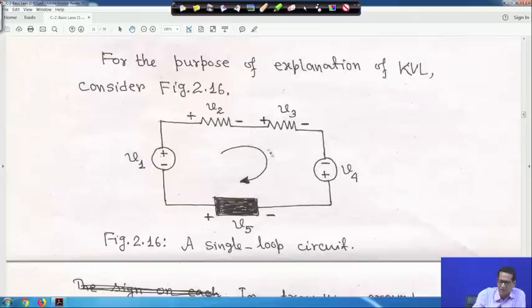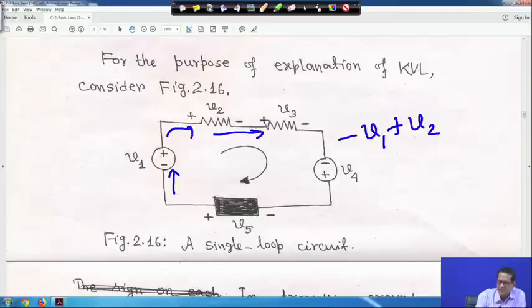As you move clockwise, you see which terminal you encounter first. First you encounter the negative sign, so it should be minus V1. Then encountering the plus terminal first, it is plus V2. Then again, moving clockwise and encountering the plus terminal first, it will be plus V3. Then encountering the minus sign, so minus V4.